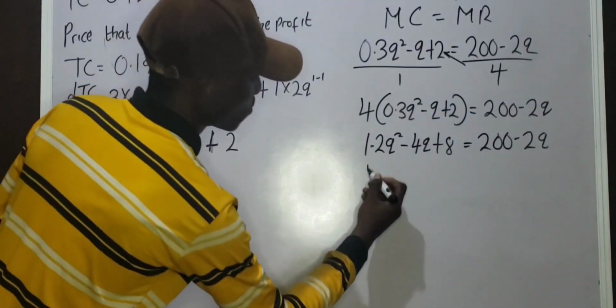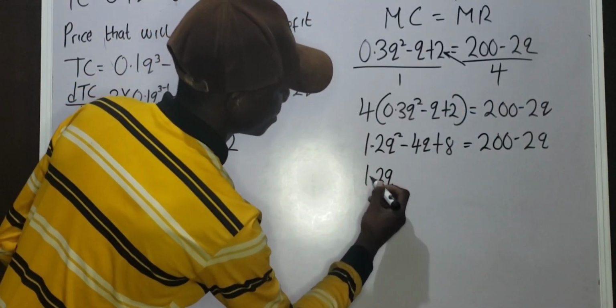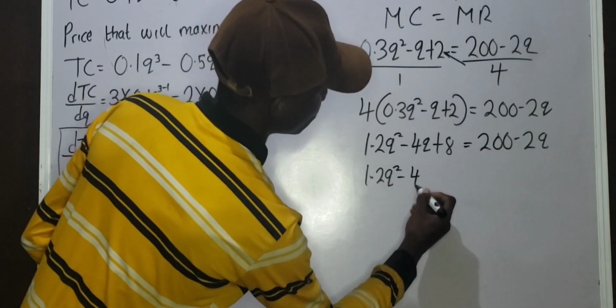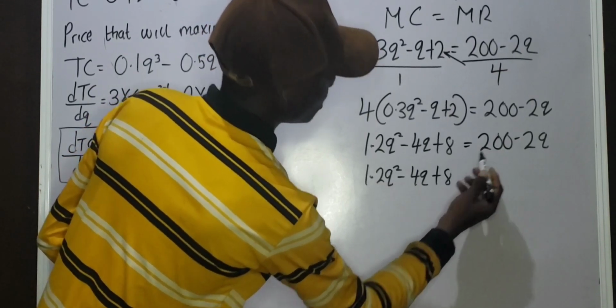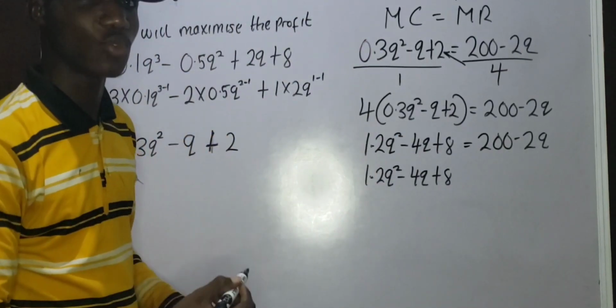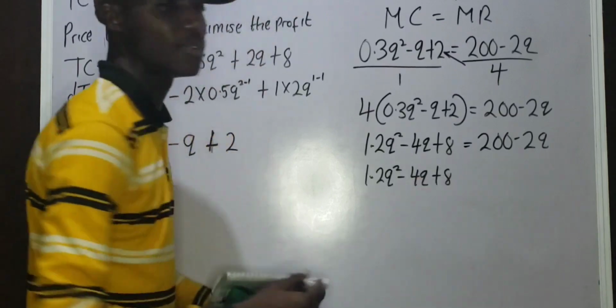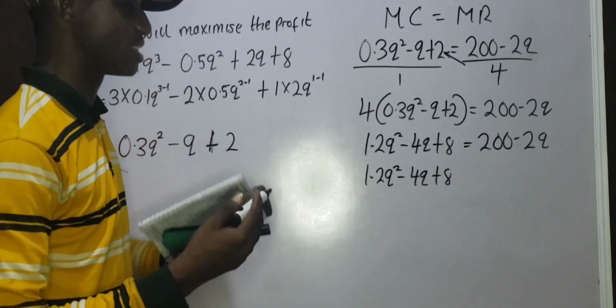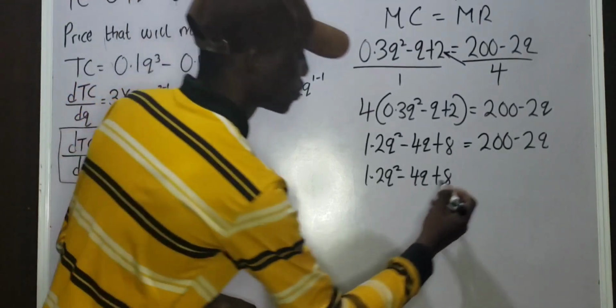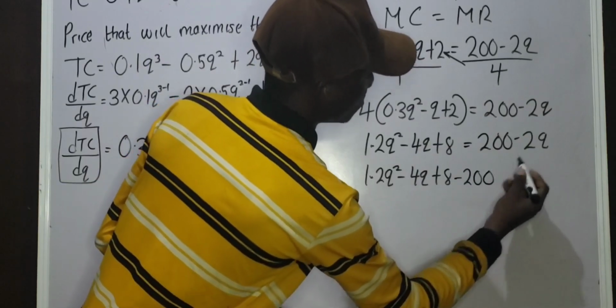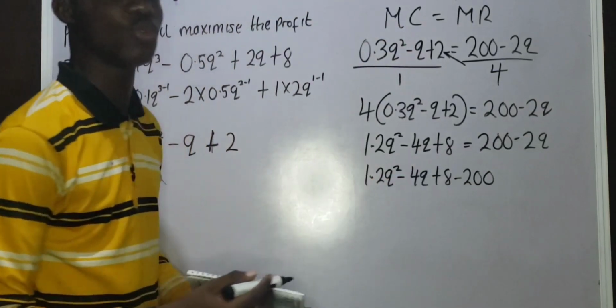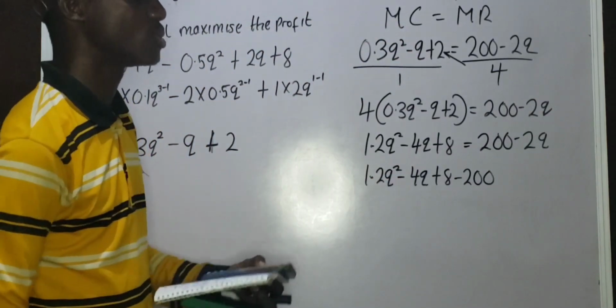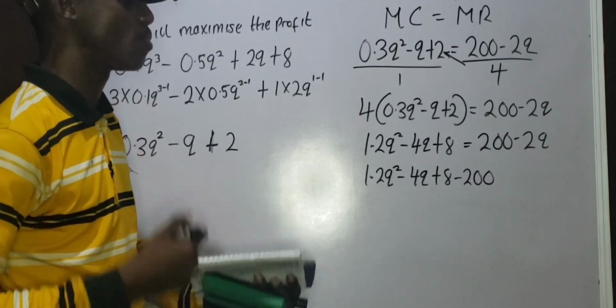Okay, so I'm going to have 1.2q squared minus 4q plus 8. If 200 is coming to the other side of the equation, don't forget that the sign at the front of 200 is positive, so the sign will change to negative. So I'm going to have negative 200. Because the sign at the front of q is positive 2, the sign is going to change to positive.